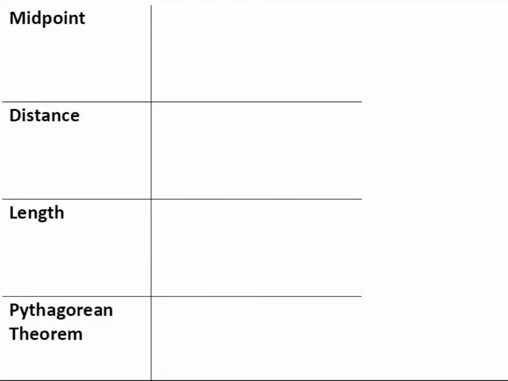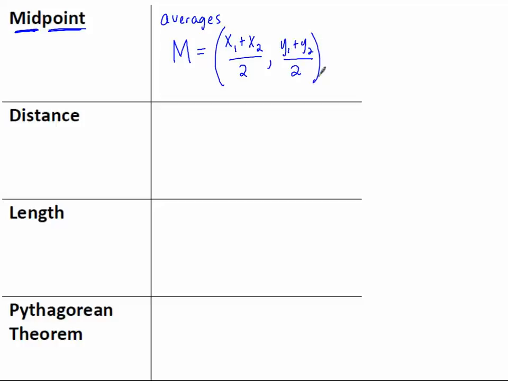So let's start with midpoint. Remember, midpoint is, first of all, a point. Think of mid, so in the middle. So you're going to be finding averages of the 2 points that are given, averaging the x's and the y's. So capital M for the point that represents the midpoint is when you are averaging the x's, adding them, dividing by 2, and averaging the y's, adding them, dividing by 2.